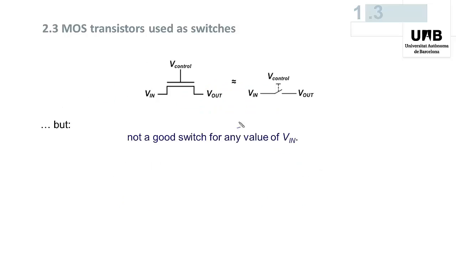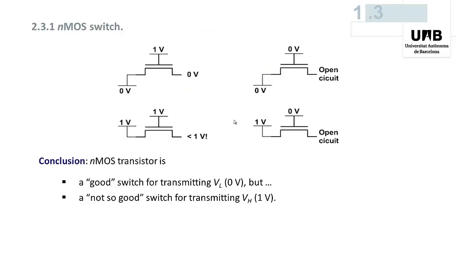How can we describe the working of a transistor? We will use for that a very simplified model and consider that transistors are switches controlled by their gate voltage. Switch with the control voltage, actually the voltage on the gate of the transistor. But as we will see, it's not a good switch for any value of V in. Let us make the following experiments.